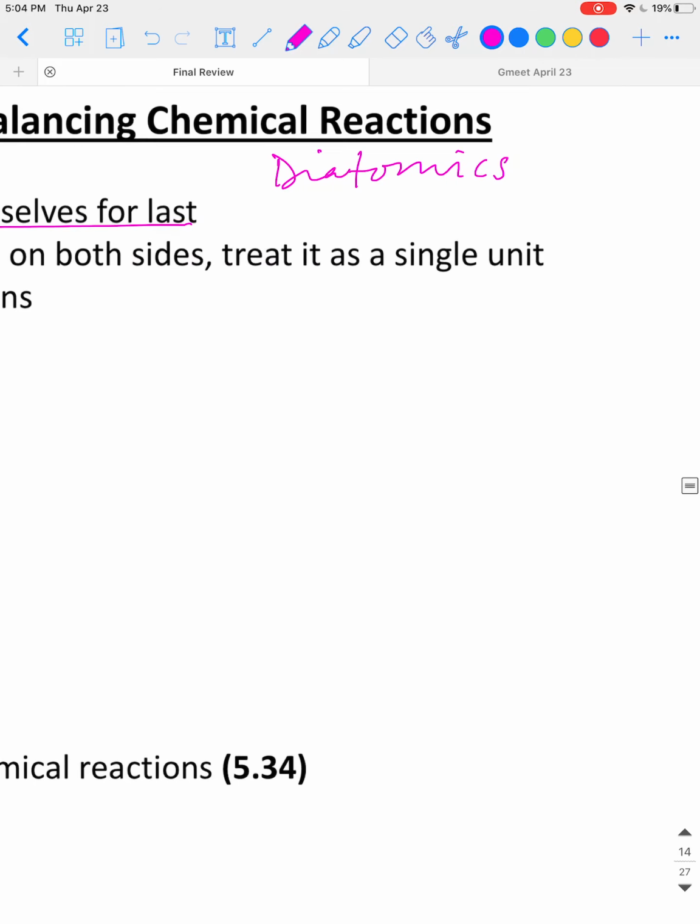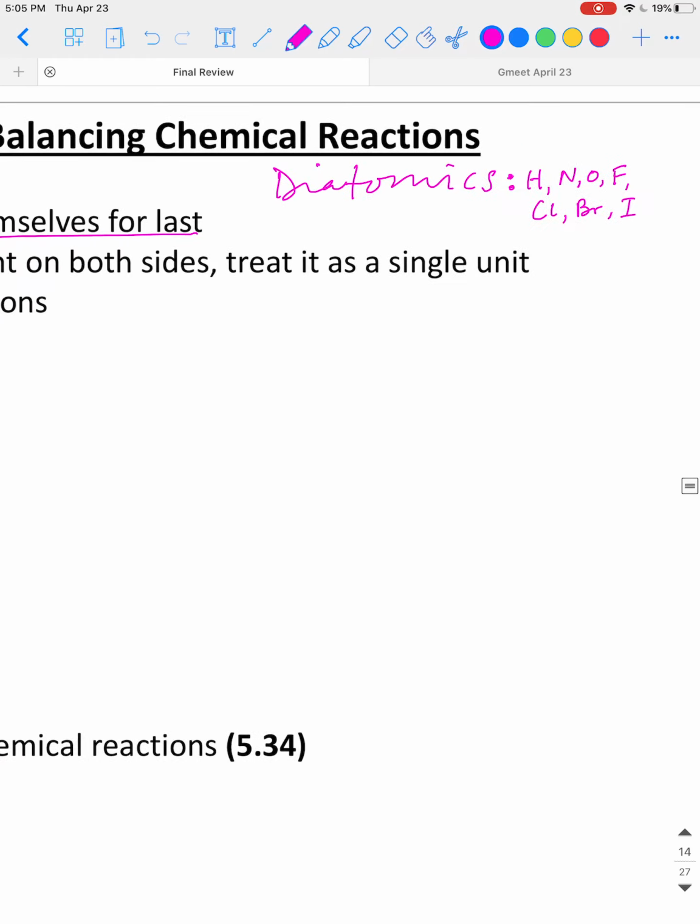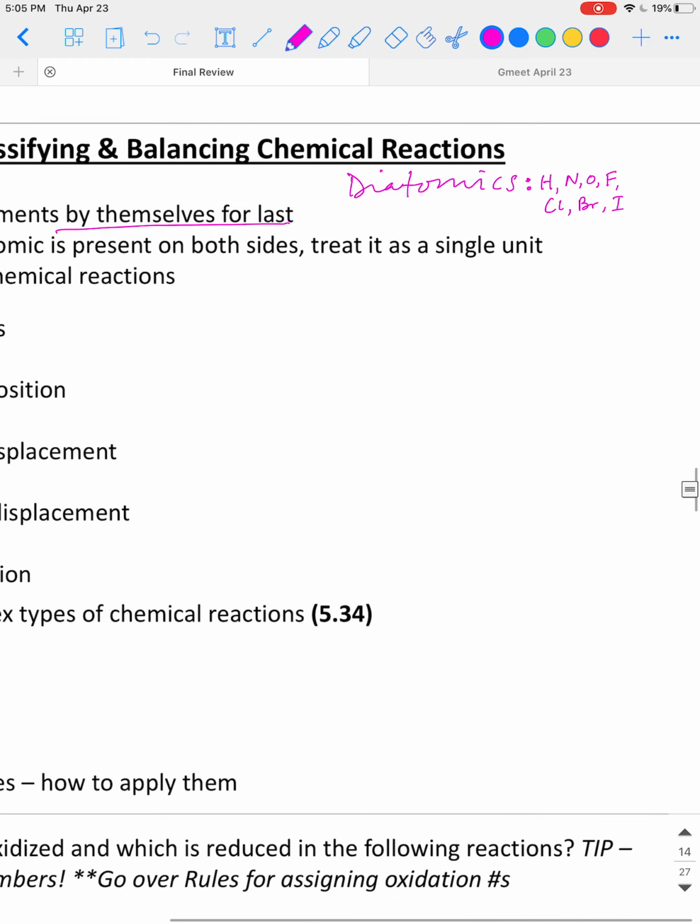Remember diatomics. Okay, there's 7 elements that are diatomics. So we have hydrogen, and then they form a 7 on the periodic table. Hydrogen is not included in that actual physical number 7 if you look at the periodic table, but we have nitrogen, oxygen, fluorine, chlorine, bromine. This is 1, 2, 3, 4, 5, 6, and then iodine. Okay, so these are the 7 diatomics, and when you write them in a chemical reaction, you write them as a diatomic.